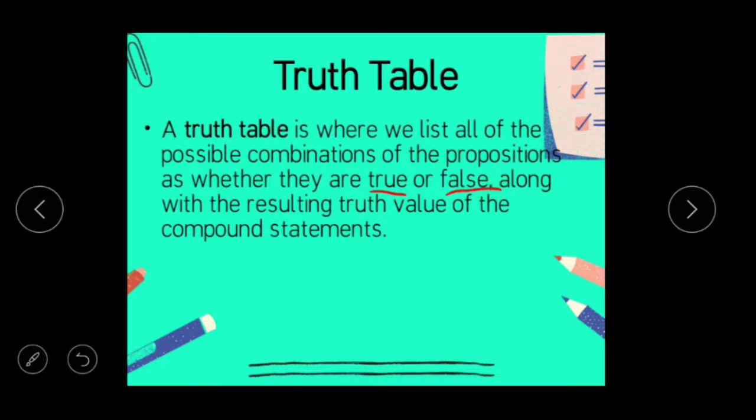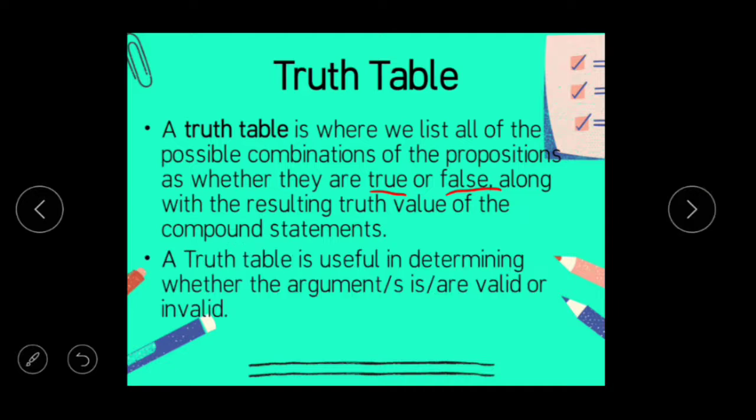Pero hindi natin sinusulat yung true na word tsaka yung false na word. We just use the capital letter T for true and capital letter F for false. It is along with the resulting truth value nung compound statements na given. Next, also in truth table, very useful siya sa pag-determine kung yung compound statement ba natin or yung argument na yun is valid or invalid.